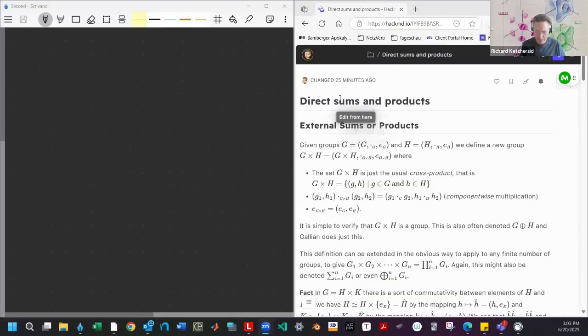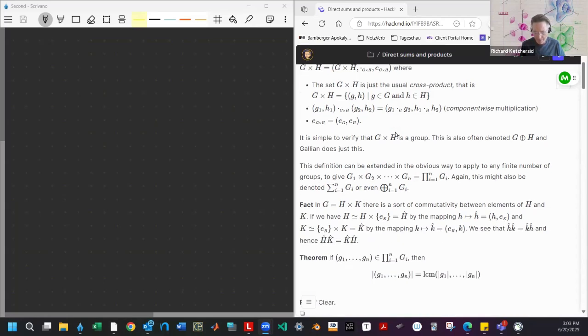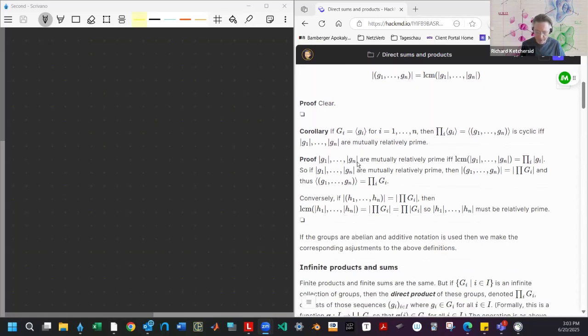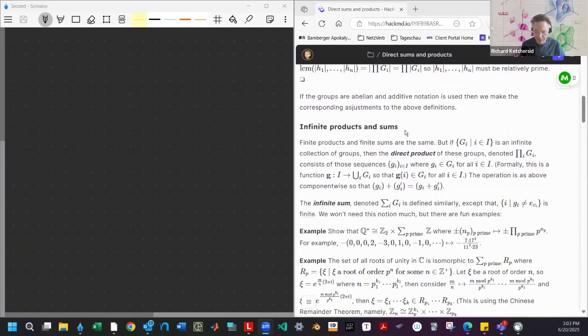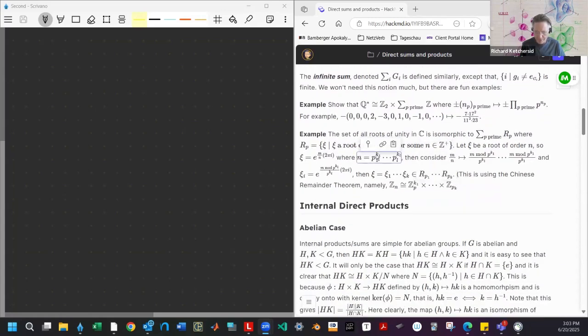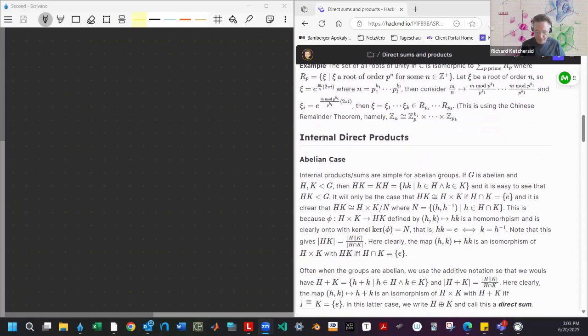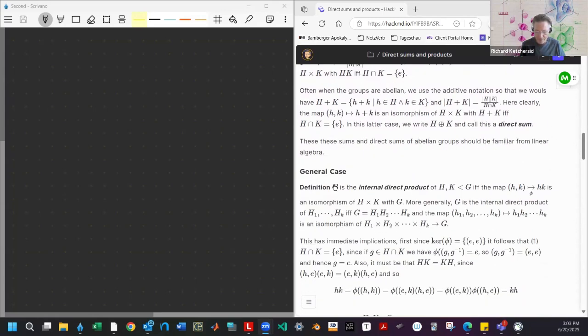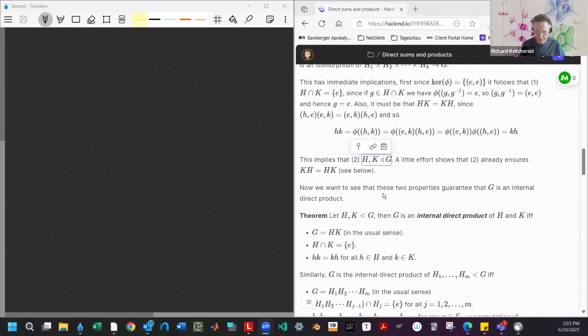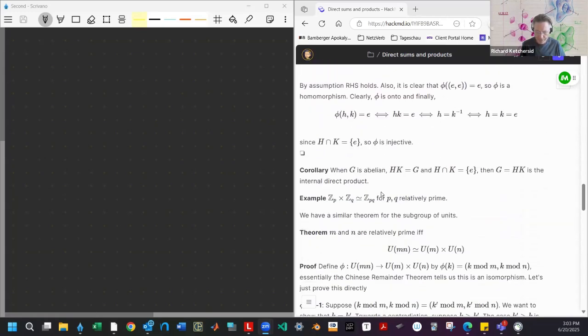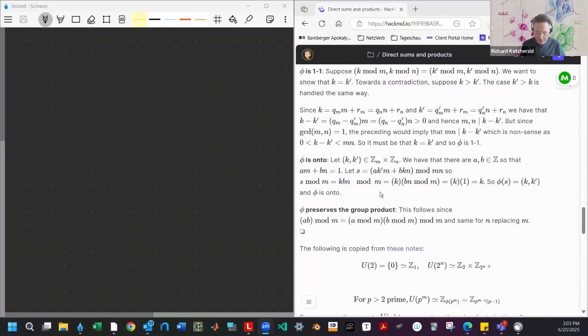Okay, we're going to talk about direct sums and products of groups. We're going to start with external sums and products, which are easy, and then we'll go to a little bit about infinite sums and products, because that's an interesting topic for a couple of cases. And then we'll look at internal direct products. That's a little bit more difficult. The abelian case is easy. The general case is a little bit more difficult. Then we have to consider kind of arbitrary products a little bit.